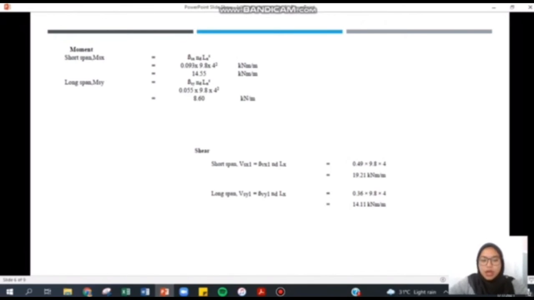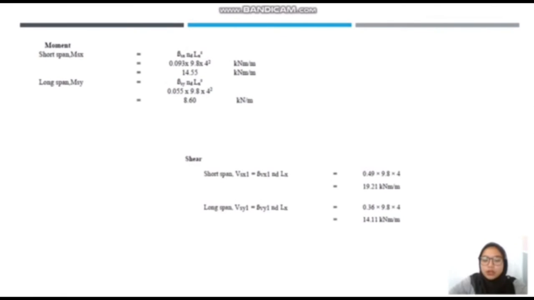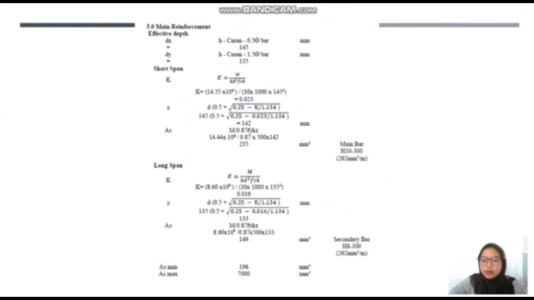After that, we need to calculate shear. So shear, we need to calculate on short span and also long span. So the formula is VSX equal to BVX n LX. Also long span VSY equal to BVY n LX. So our short span, the answer is 19.21 kilonewton per meter. And then for the long span, the answer is 14.11 kilonewton per meter.